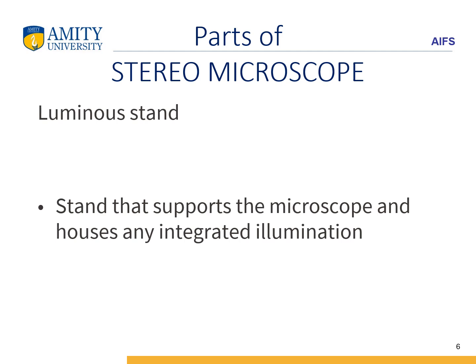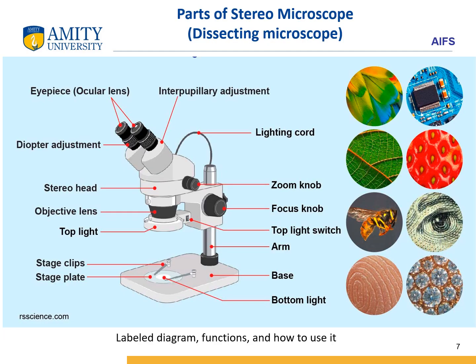So here are the different parts of the dissecting microscope with images where you can see things. Here you can see the ocular or lens, or you can say eyepiece, and the interpupillary adjustment diopter. The diopter is for adjustment. There is a lighting cord, then a zoom knob, so you can zoom in. The stereo head is there, and the objective lens is there.